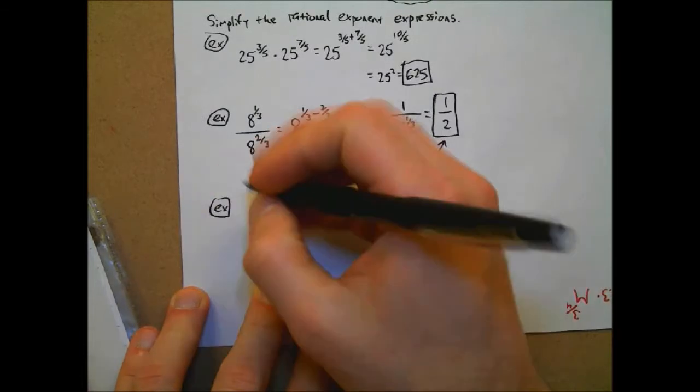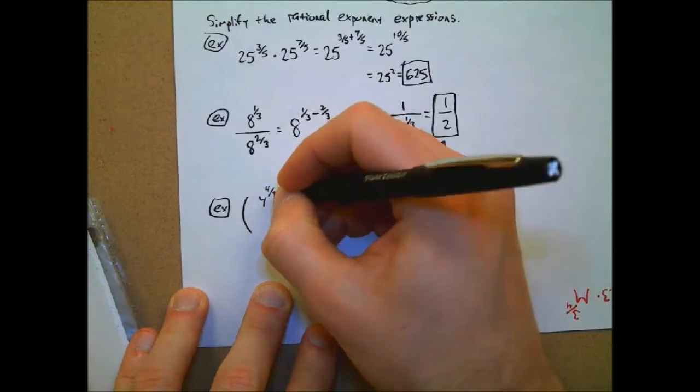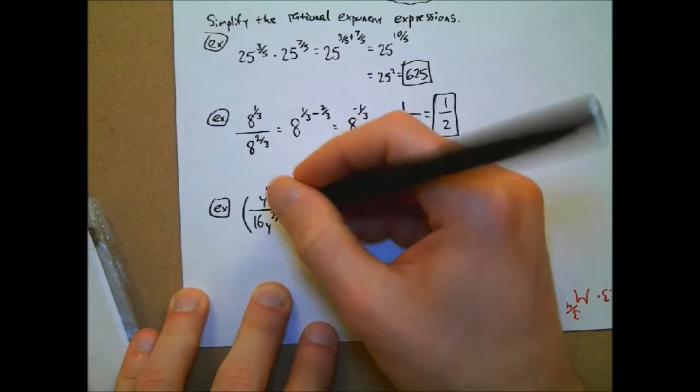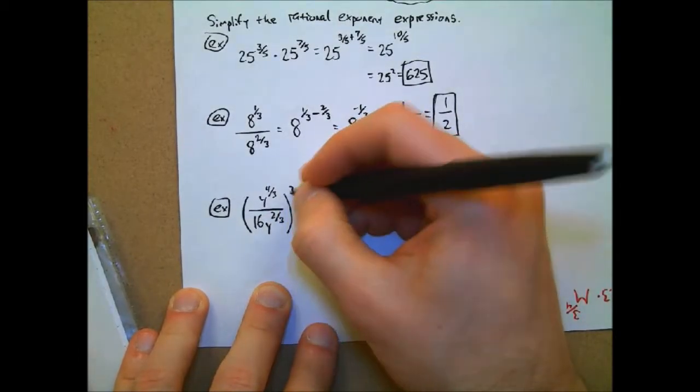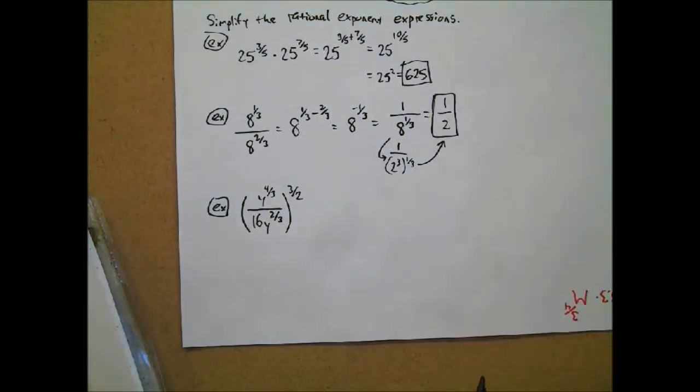So let's try this one. Y to the 4/3 all over 16y to the 2/3, that raised to the 3/2. Whoa. Now, the more complex these get, the trickier it can be here. Not trickier, but the more choices we have. I can see at least 2 options here about how we can proceed.